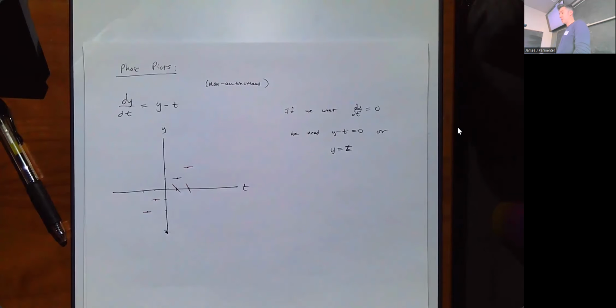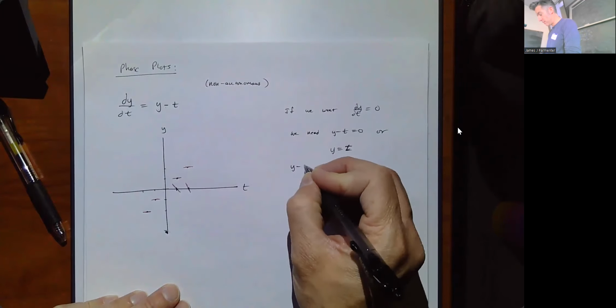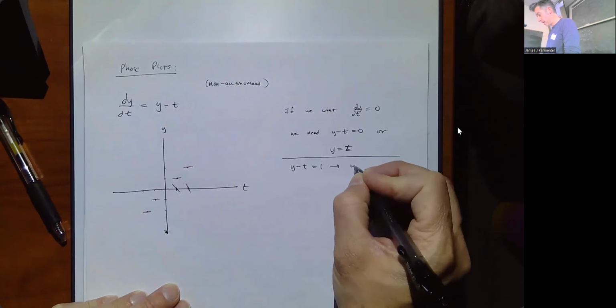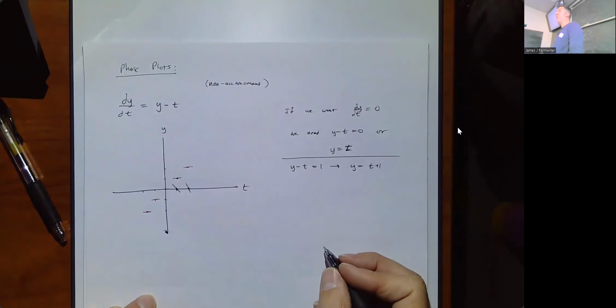And I might continue in this way. I might say, well, okay, what if we want y minus t to equal 1? Well, that's y equal to t plus 1. So I'm just shifting things up by 1.